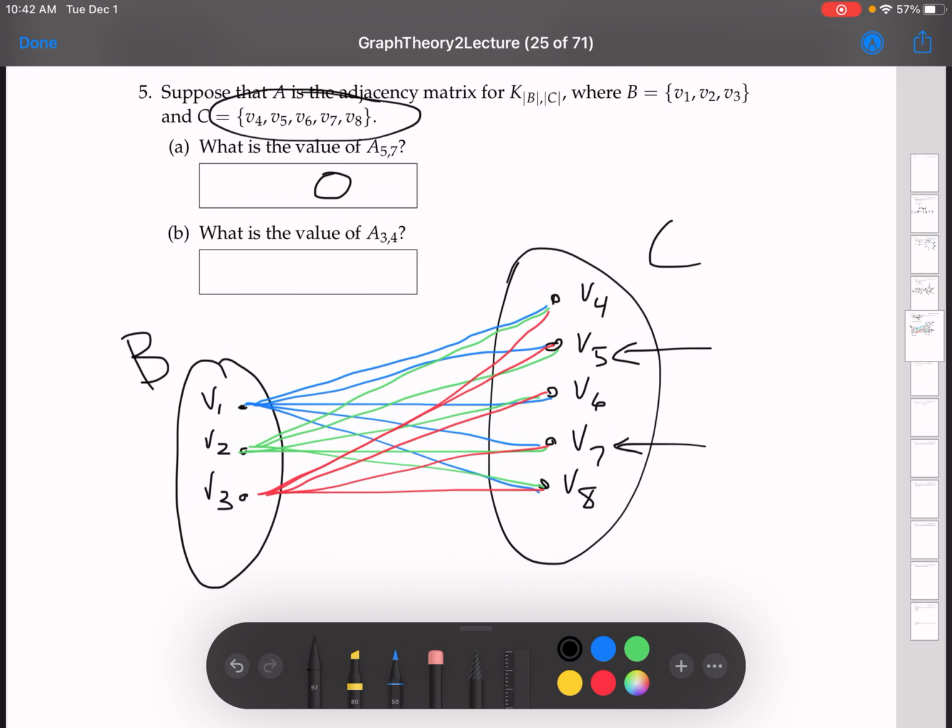Now A34, you can see there is in fact an edge from V3 to V4. And so that's a 1.